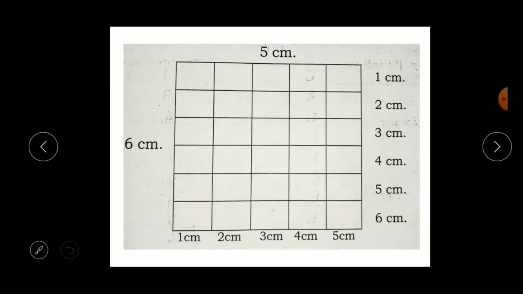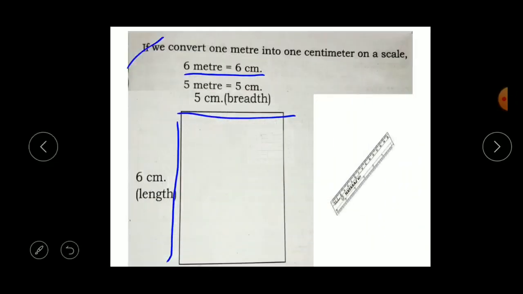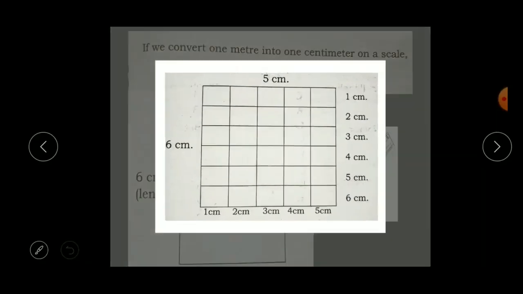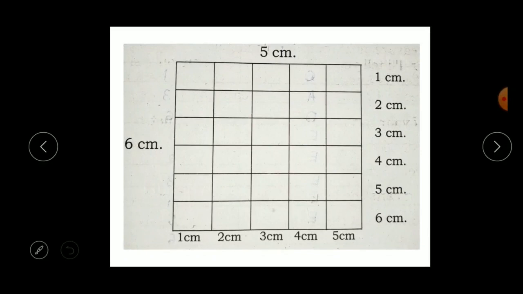Next, after sketching these measurements in centimeters on a sheet of paper, now see, this is the outline. Yes, this is the outline map of our classroom or of your room. Okay, this is the outline map. Next, what we have to do? Now you have to identify the things, whatever the things are there in the room.